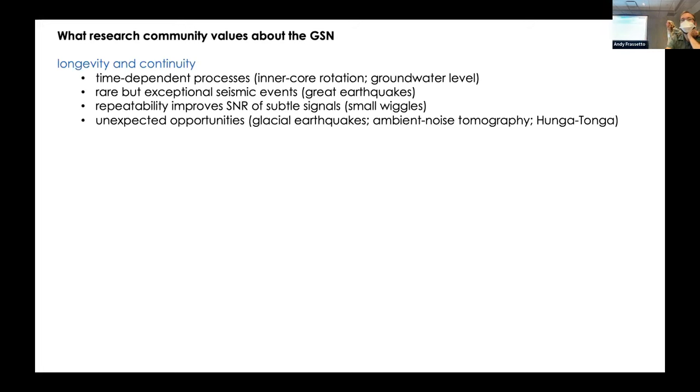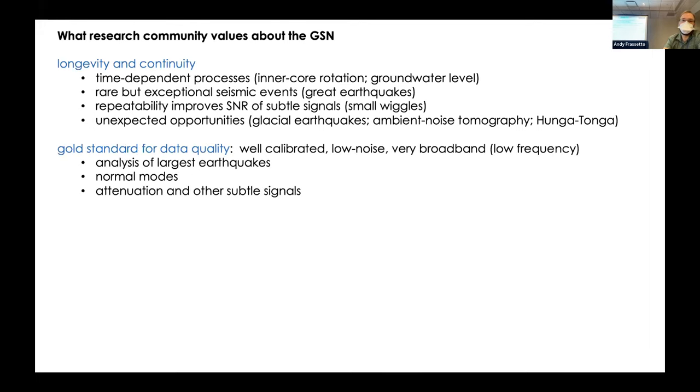All right, so of course, the longevity and continuity of the data set is tremendously important. Scientific targets for that include any time dependent processes, and that can be very deep, like inner core rotation, or very shallow, like groundwater level changes after hurricanes. It's important for capturing rare but exceptional events, for example, great earthquakes. The repeatability of certain measurements is really useful for improving the signal to noise ratio of subtle signals, some of the small wiggles that some of us use. And of course, there are unexpected opportunities that a long data set allows, like glacial earthquakes, ambient noise tomography, and observing the Hunga Tonga eruption that occurred in January.